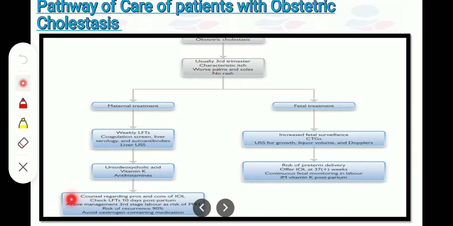We have to check LFTs 10 days postpartum, and we have to do active management of the third stage of labor because of the risk of PPH, and the risk of recurrence is about 90%. We have to avoid estrogen-containing medications.